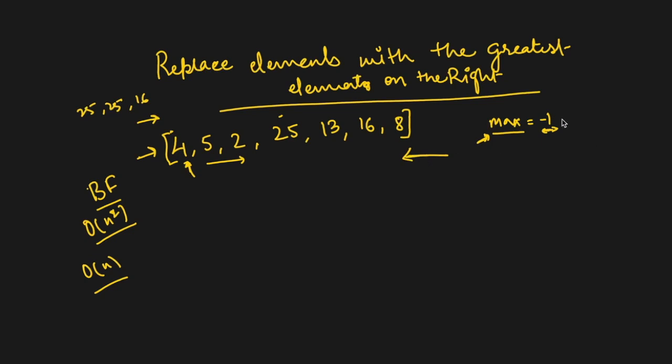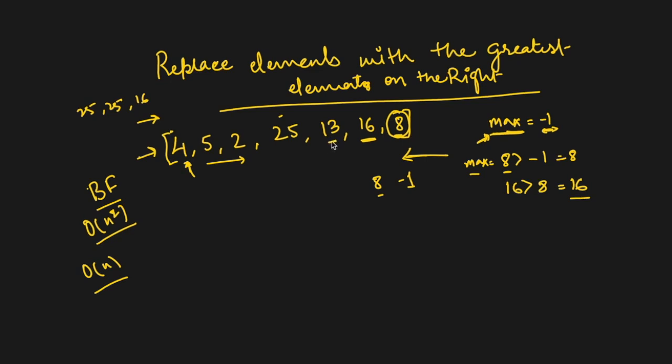So let's start. Initially it's minus 1. For 8 we'll put minus 1, that's what the max value is. And once we put it, we compare 8 and minus 1 and store it in max, so max will be 8. Now at 16 the max value is 8, so store 8. And once you put 8, compare 16 and 8. Now the max is 16.